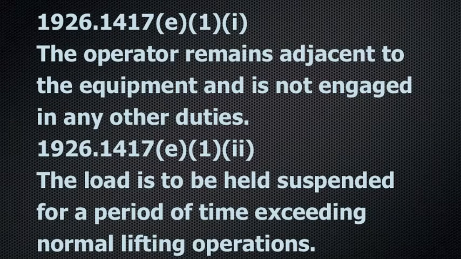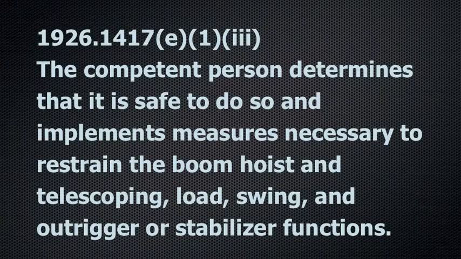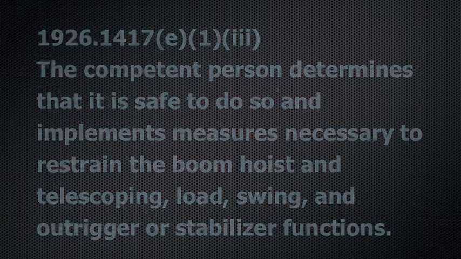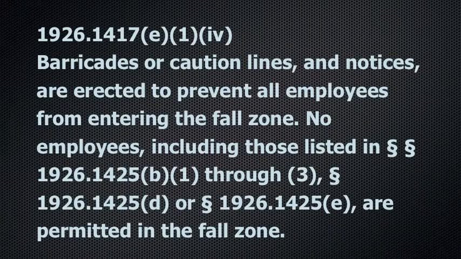Section E1.1. The operator remains adjacent to the equipment and is not engaged in any other duties. Section E1.2. The load is to be held suspended for a period of time exceeding normal lifting operations. Section E1.3. The competent person determines that it is safe to do so and implements measures necessary to restrain the boom hoist and telescoping load, swing, and outrigger or stabilizer functions. Section E1.4. Barricades or caution lines and notices are erected to prevent all employees from entering the fall zone.